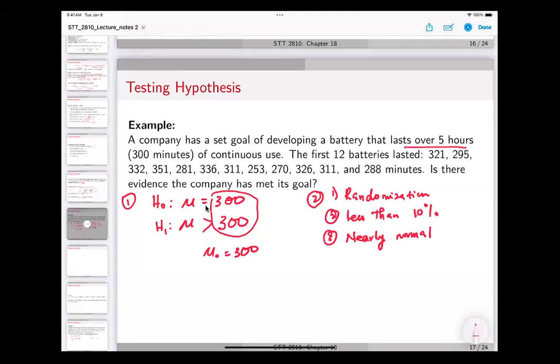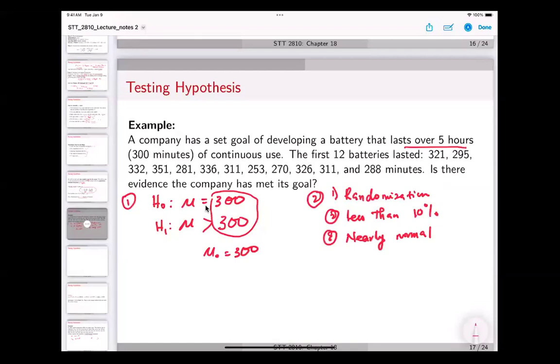So for the nearly normal, we can see that the sample size here is less than 20. So we expect the histogram to be what? A bit symmetric. And it shouldn't have outliers or it shouldn't be heavily skewed. If we see that, it means we cannot use the t-distribution.